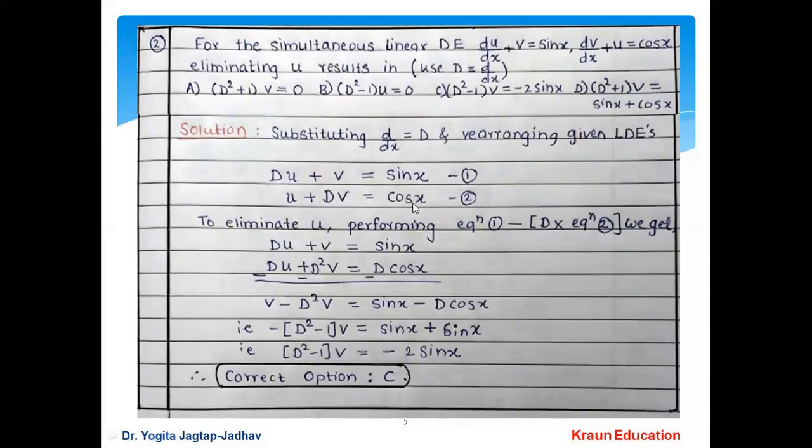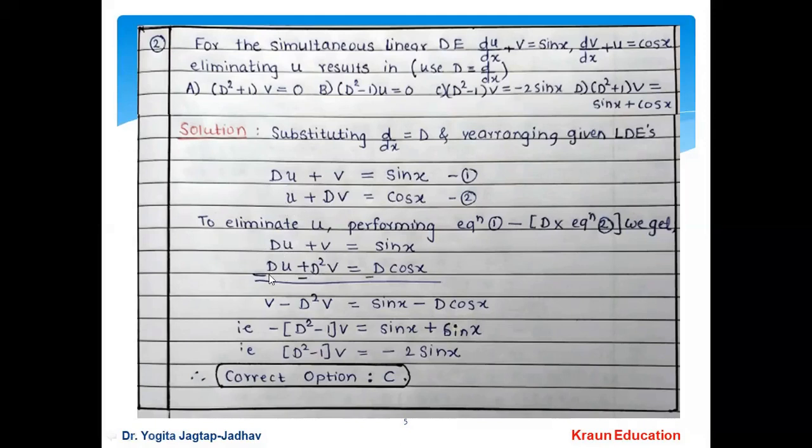Okay, now here we have to eliminate the variable u, therefore we should make the coefficients of u the same, and therefore multiplying equation 1 by 1 and multiplying equation 2 by D, we have this system, and just changing the sign of the second equation, we can take addition.